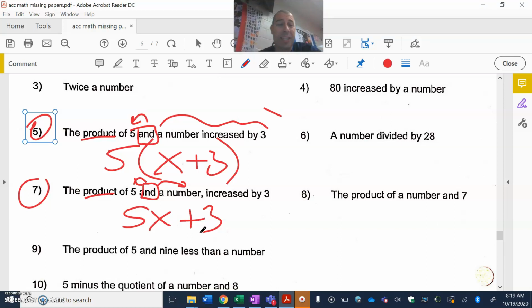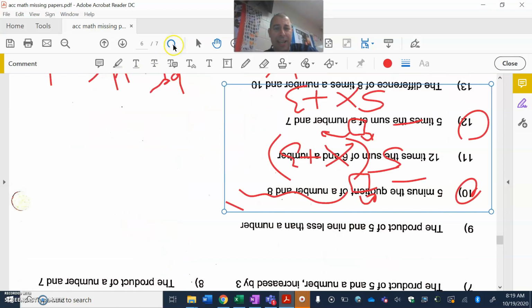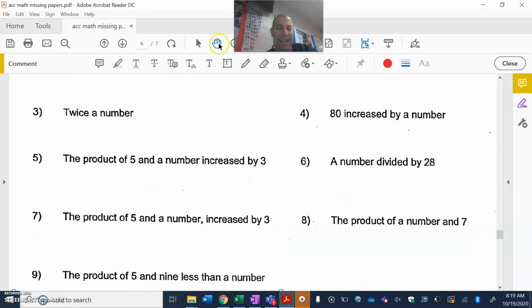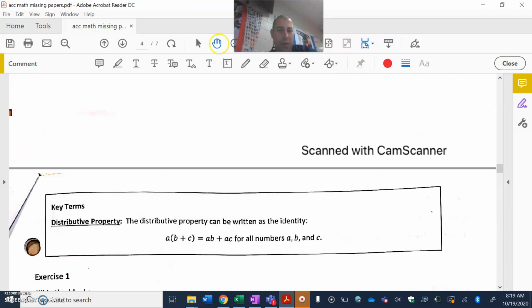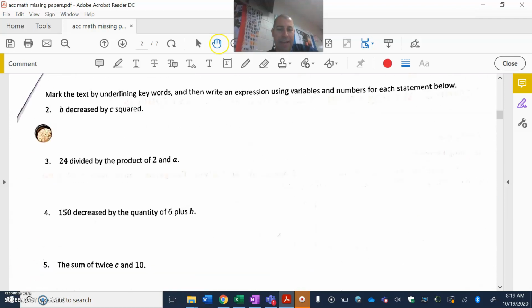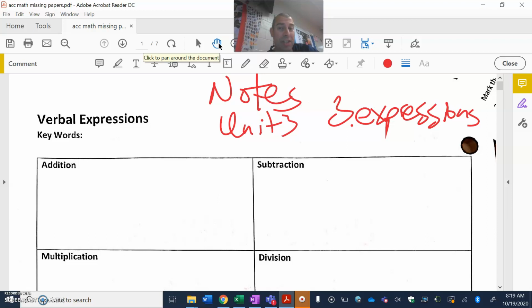Okay, so I know there's a lot there, but without your packets, I wanted to make sure we went through everything, just so that you have it. As I rotate my paper here sideways, there's your classwork. There's your lesson 3 notes to take care of as I get to it, because it's going to say up there, lesson 3. And then there's your lesson verbal expressions.